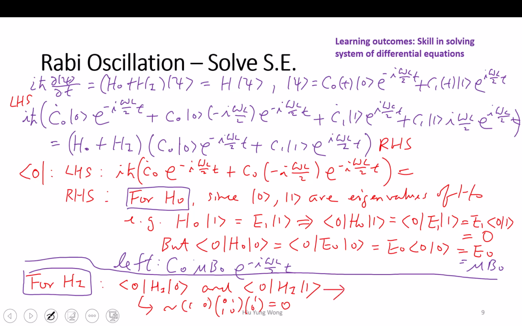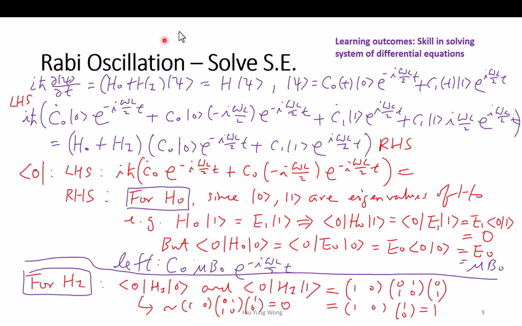On the other hand, this one will give me 1, right? Let's just check it. This is 1, 0, 0, 1, 1, 0, and then 0, 1, right? So this is 1, 0. What do you get? This one becomes 1, 0. This one gives you 1, right? And so this term will be gone. Only the 0 HI 1 will be left over.